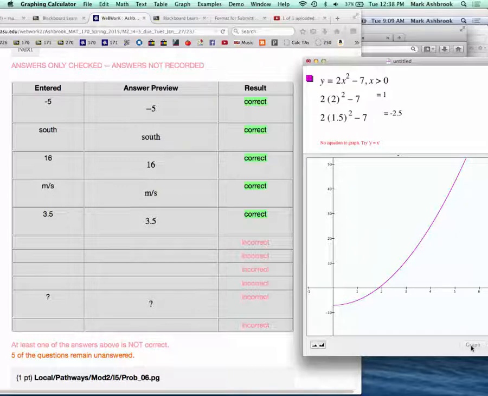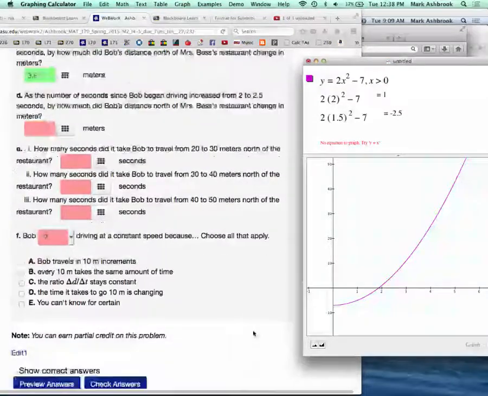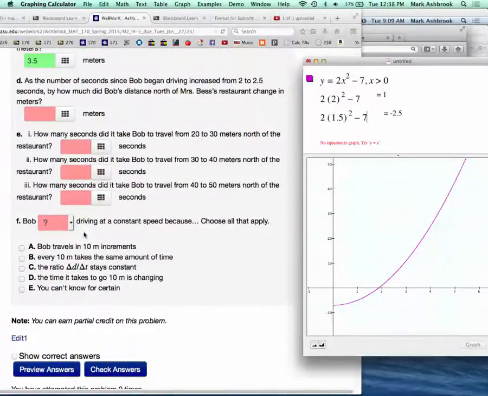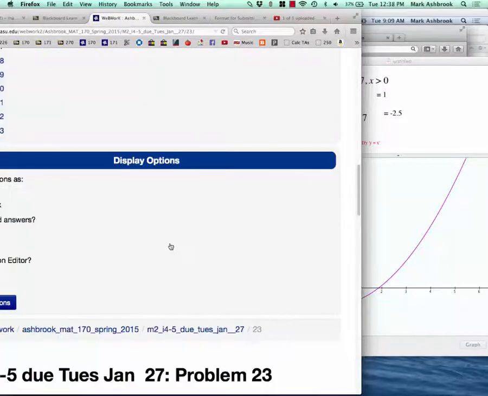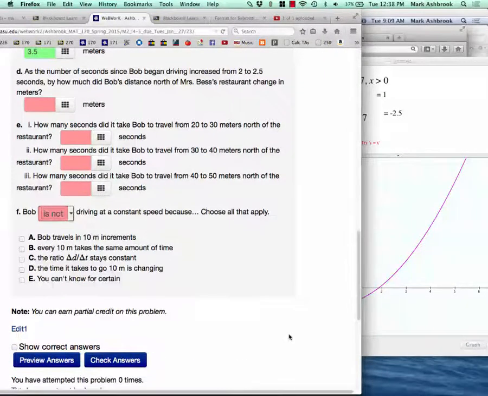So let's look at the very last question down here, the multiple choice. It says, so Bob is or is not driving at a constant speed? Is not. He's not because he's traveling in 10-meter increments. No, that has nothing to do with it. The increments that he's driving in don't have anything to do with it. Every 10 meters takes the same amount of time. What is that talking about?